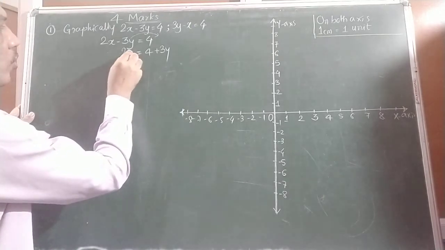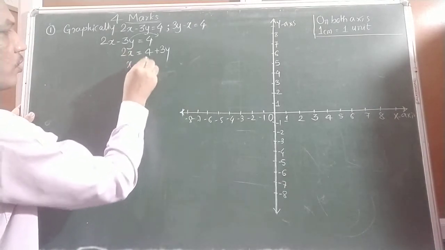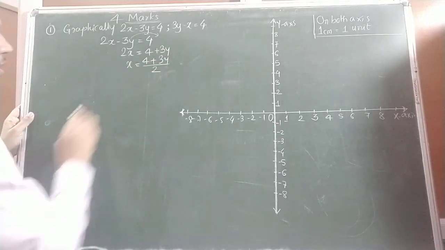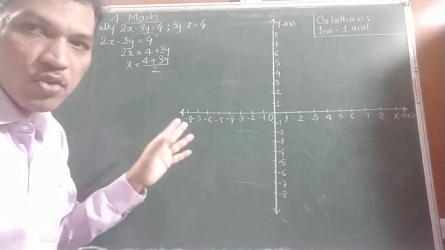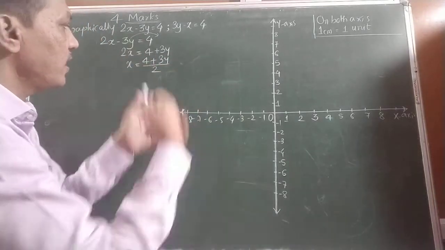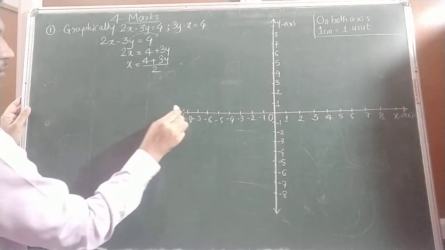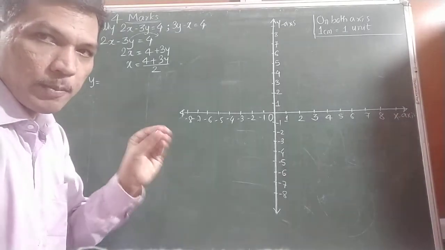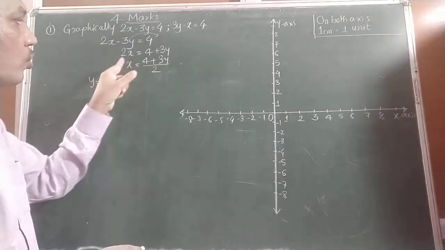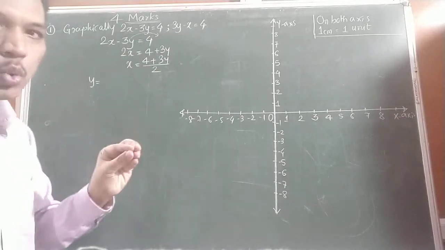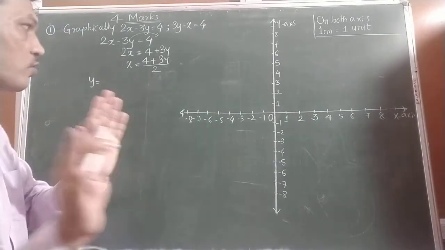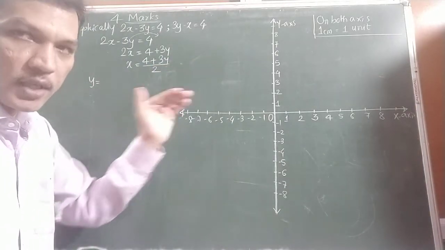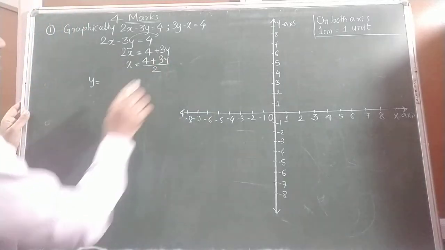Now I want only x. So x is equal to (4 plus 3y) divided by 2. Okay. Now I have to put different values of y so that my x will change. You can take any simple value, but keep it in mind, while taking y, your x should be a simple value. That means 2, 3, minus 2, minus 3, but it should not be a fraction, like 7 upon 2 or 10 upon 3.